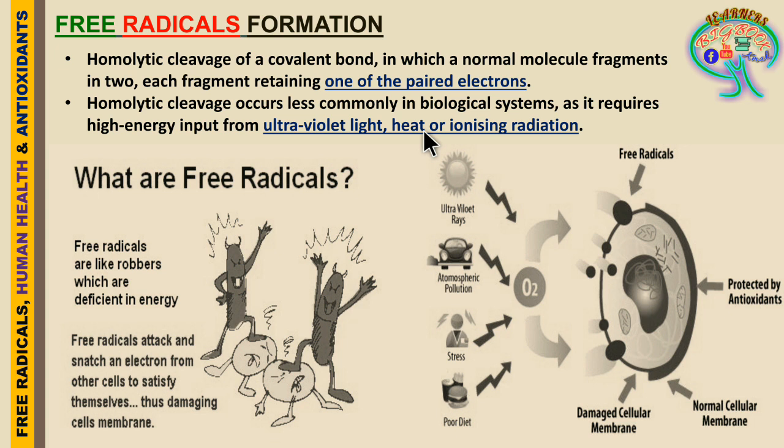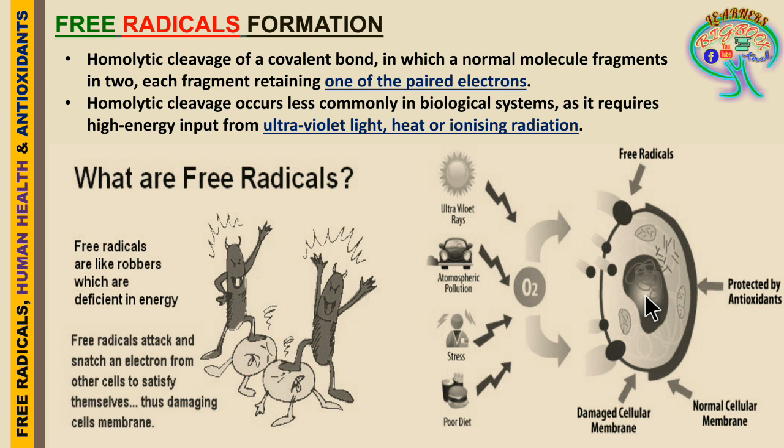So here you can see a depiction of what the free radicals are, where the free radicals are going to act as robbers, which are deficient in energy, and also they're going to damage the cells. So those are caused by these factors, where the free radicals are going to show the effect on the cell membrane, internal organs, and the nucleus also.